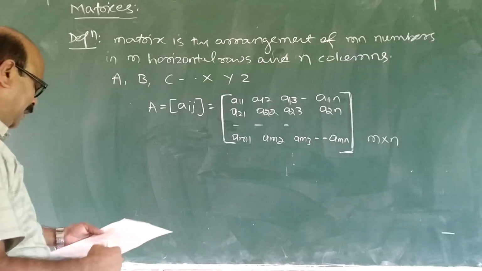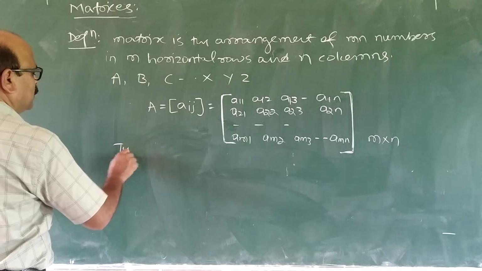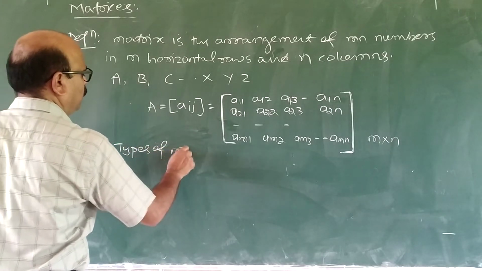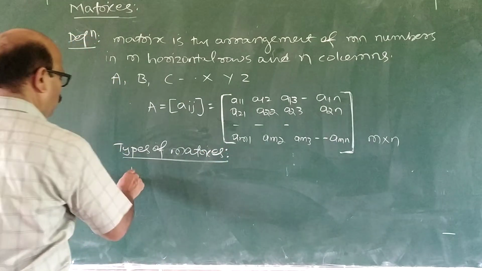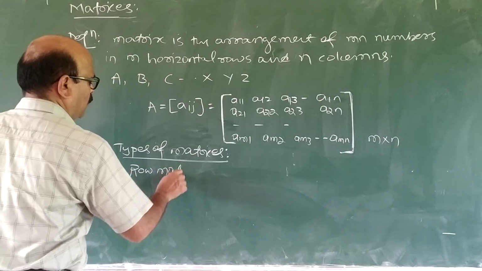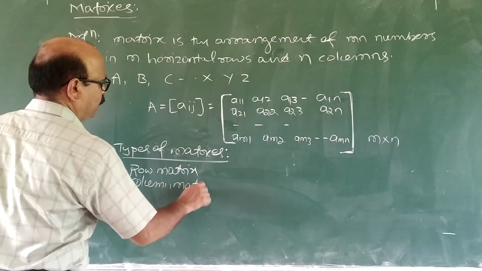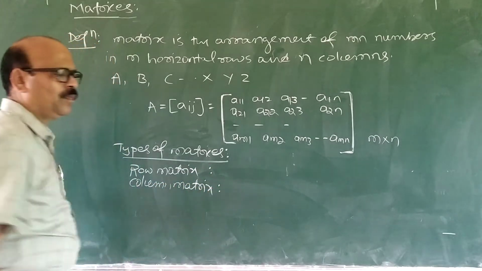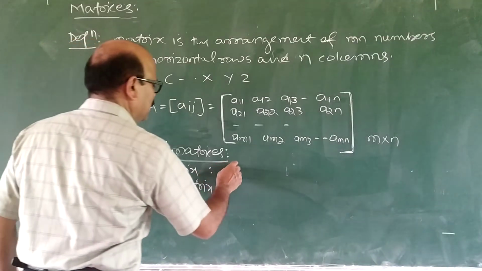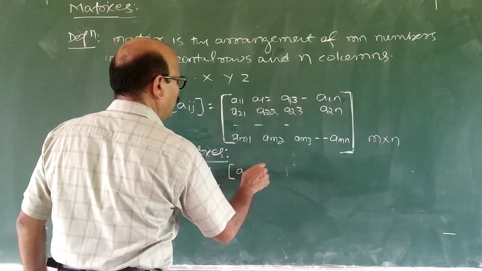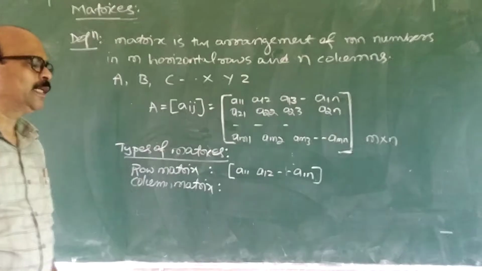It is only a recapitulation of the things that you have studied in PUC classes. Now, types of matrices. First is the row matrix. Second is the column matrix. It is only a revision; all these things you have studied. A row matrix means a matrix consisting of only one row: A11, A12, etc., A1n. It is a row matrix.